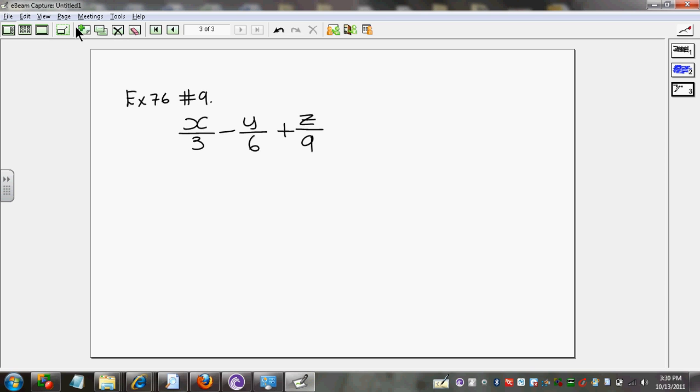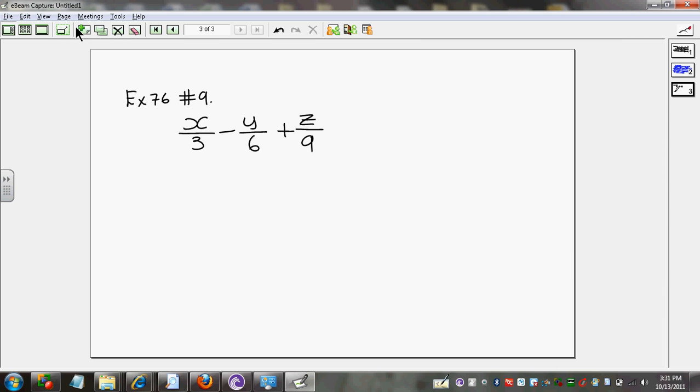I'm looking at the first one, find the HCF. In exercise 76, it said factorize the following. Right, sorry about that, which is number 9. Factorize the following. So to factorize this question, we'd have to find the HCF first. And in finding the HCF of fractional terms like this, we look at the numerators separate from the denominators.